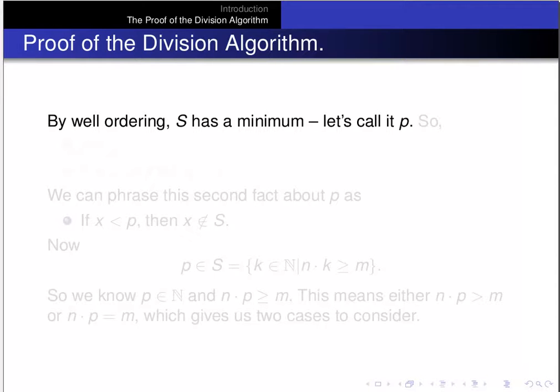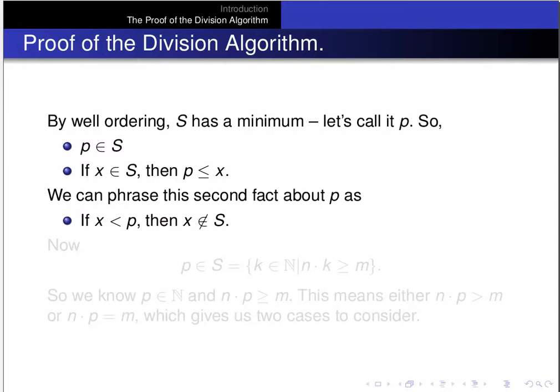Now, as the minimum of S, P has two properties. Firstly, it's a member of the set S, and secondly, if X is a member of S, then P is less than or equal to X. As we continue the proof, we're going to start by focusing on the first property, that P is a member of S. But for future use, let's restate the second fact: instead of saying that members of S are above P, we can say that anything less than P is not a member of S. If X is less than P, then X is not an element of the set S.